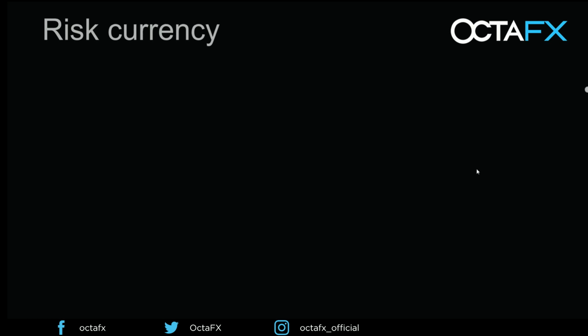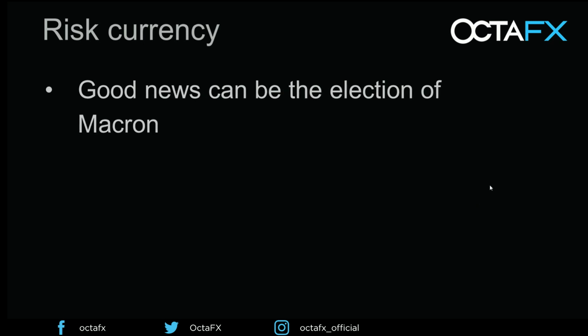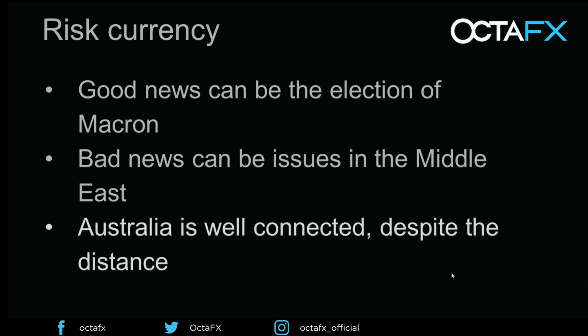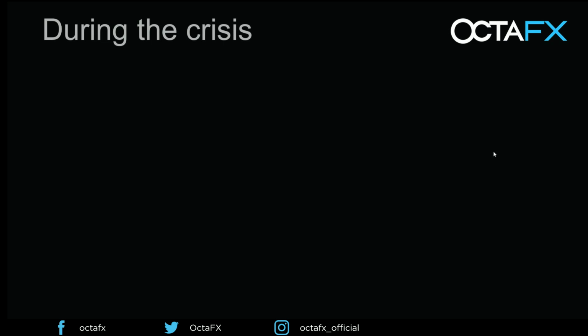Okay, more things as a risk currency. Just a few examples. Good news can be the election of the French president recently, Emmanuel Macron, in a land far, far away from Australia. That also helped the Australian dollar rise. And bad news can be issues in the Middle East, also quite far off from Australia, but this can have an impact on the global mood, on the risk-taking atmosphere, and impact the Australian dollar. So Australia, despite being very far away from many of us, we're from Europe, from the United States, it's still well connected to the world and money flows quite quickly.